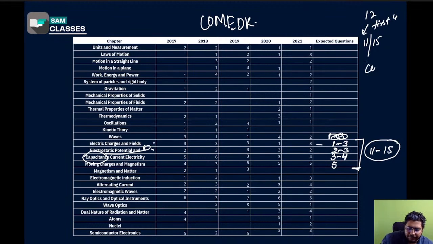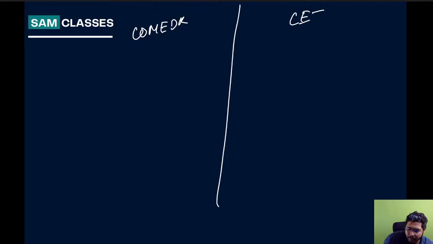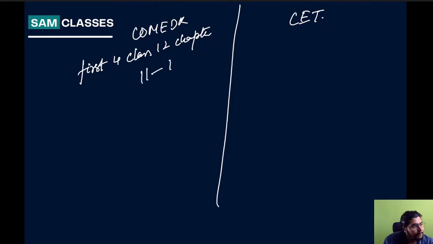This is from the Comedk, first 4. Make a table here. This is our Comedk bhaiya, and this is our CET bhaiya. In Comedk, first 4 chapters of class 12, we have from 11 to 15. Now we'll see for the CET part.